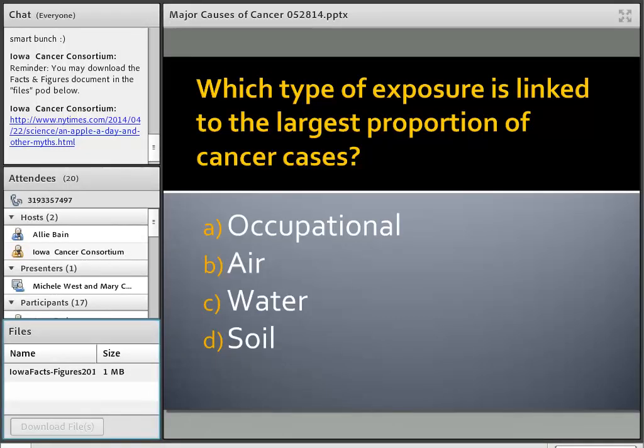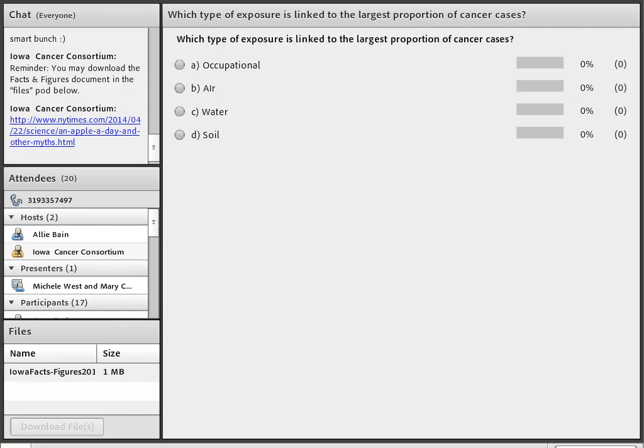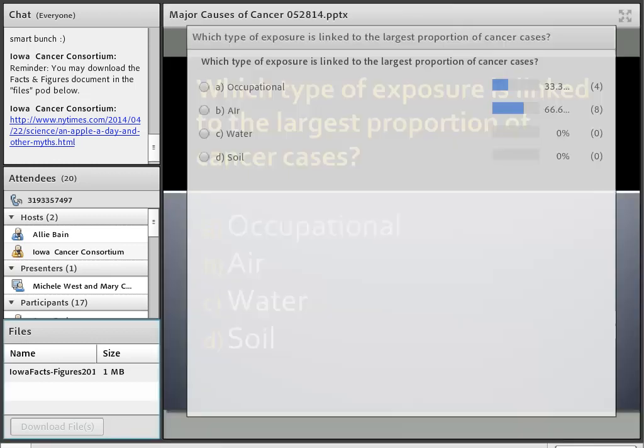So one more question for you now. Which type of exposure is linked to the largest proportion of cancer cases? Occupational, air, water, or soil? Go ahead and cast your vote. Okay, well, I think we can go back to the slide now.